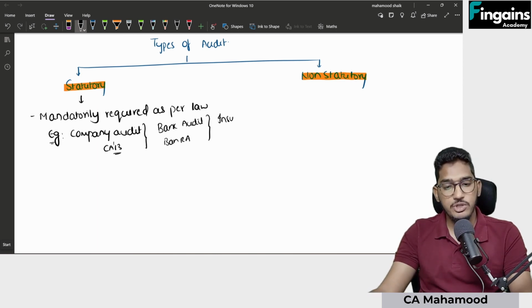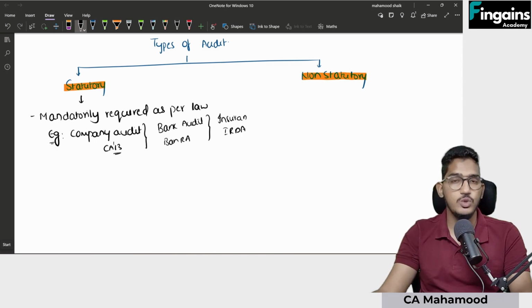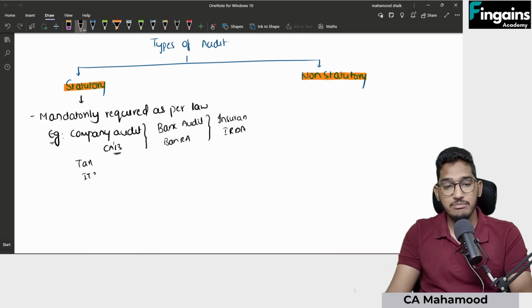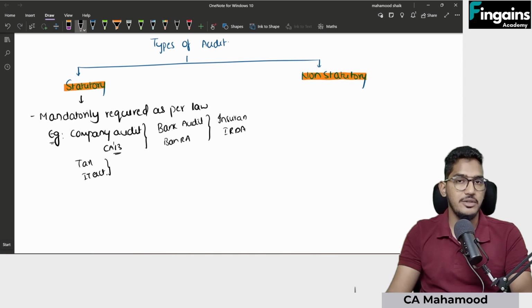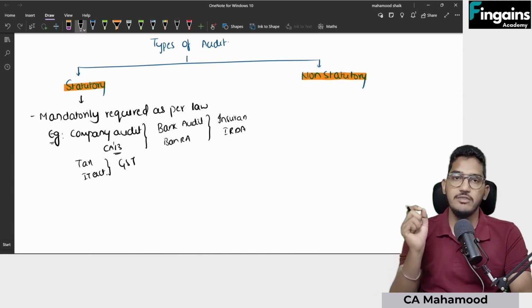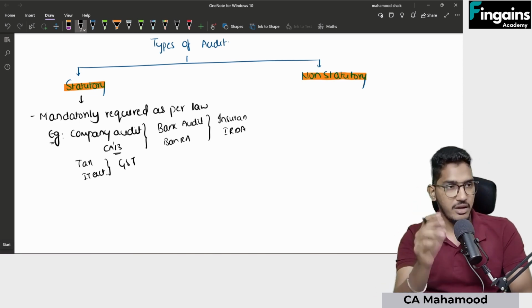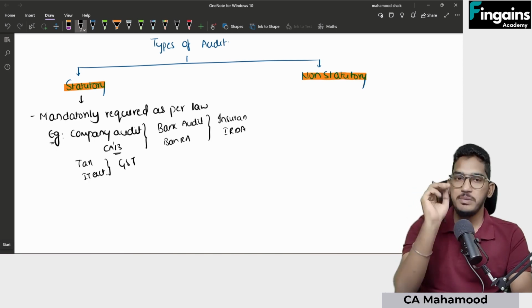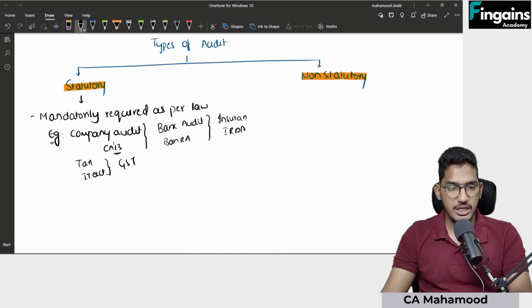Or audit of insurance companies, which is made mandatory under the IRDA Act. That is also an example of statutory audit. Or a tax audit, which is made mandatory under Income Tax Act. That is also a statutory audit. Or GST audit, which is made mandatory under the GST Act, is also a statutory audit. So the conclusion is simple: whatever audit is mandatorily required to be undergone as per the requirements of any law or regulation, we call it a statutory audit.